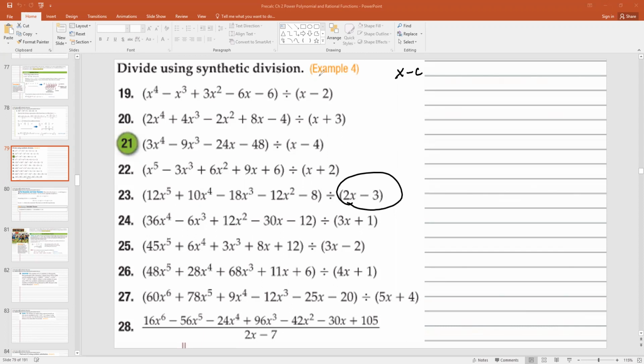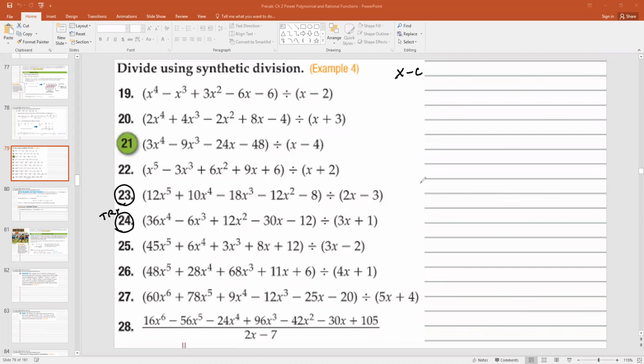All right. So we have a coefficient in front of that x. So what we want to do is something different. It's a little different from what we're used to. So I'm going to do 23, and 23 also has something else that I'll talk about. And I want you to try 24. All right, and that's it.